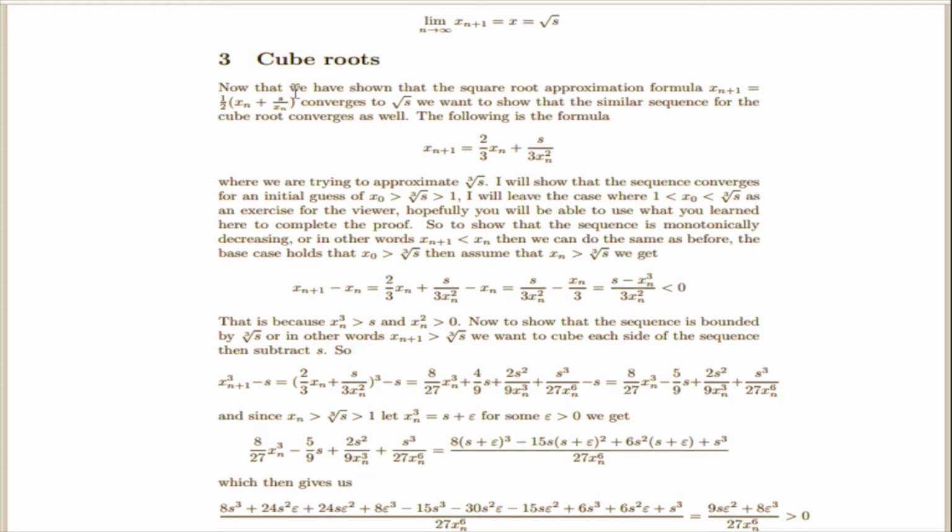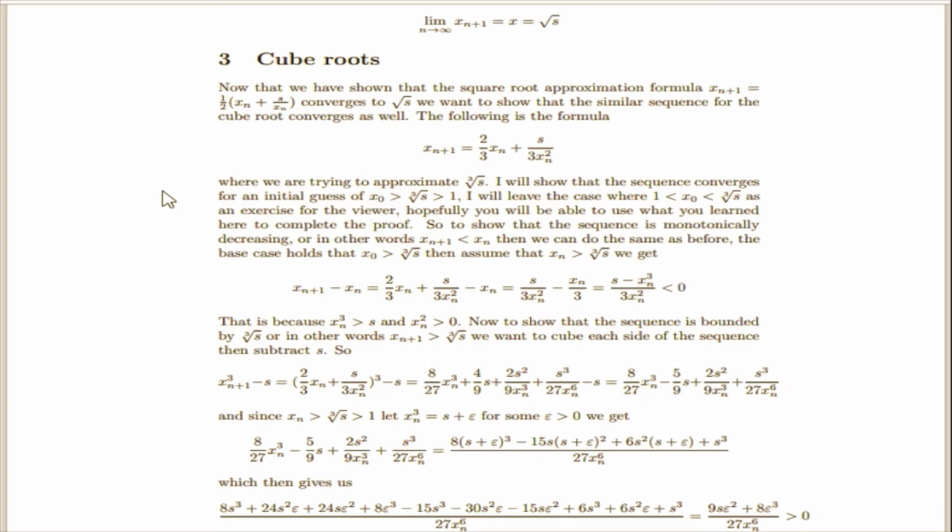So how do we do this with cube roots? Now that we've shown that the square root approximation formula works and it converges to the square root of s, we want to show the similar sequence for the cube root converges. This is the following formula: x sub n plus 1 equals 2 over 3 x sub n plus s over 3 x sub n squared, where we are trying to approximate the cube root of s.